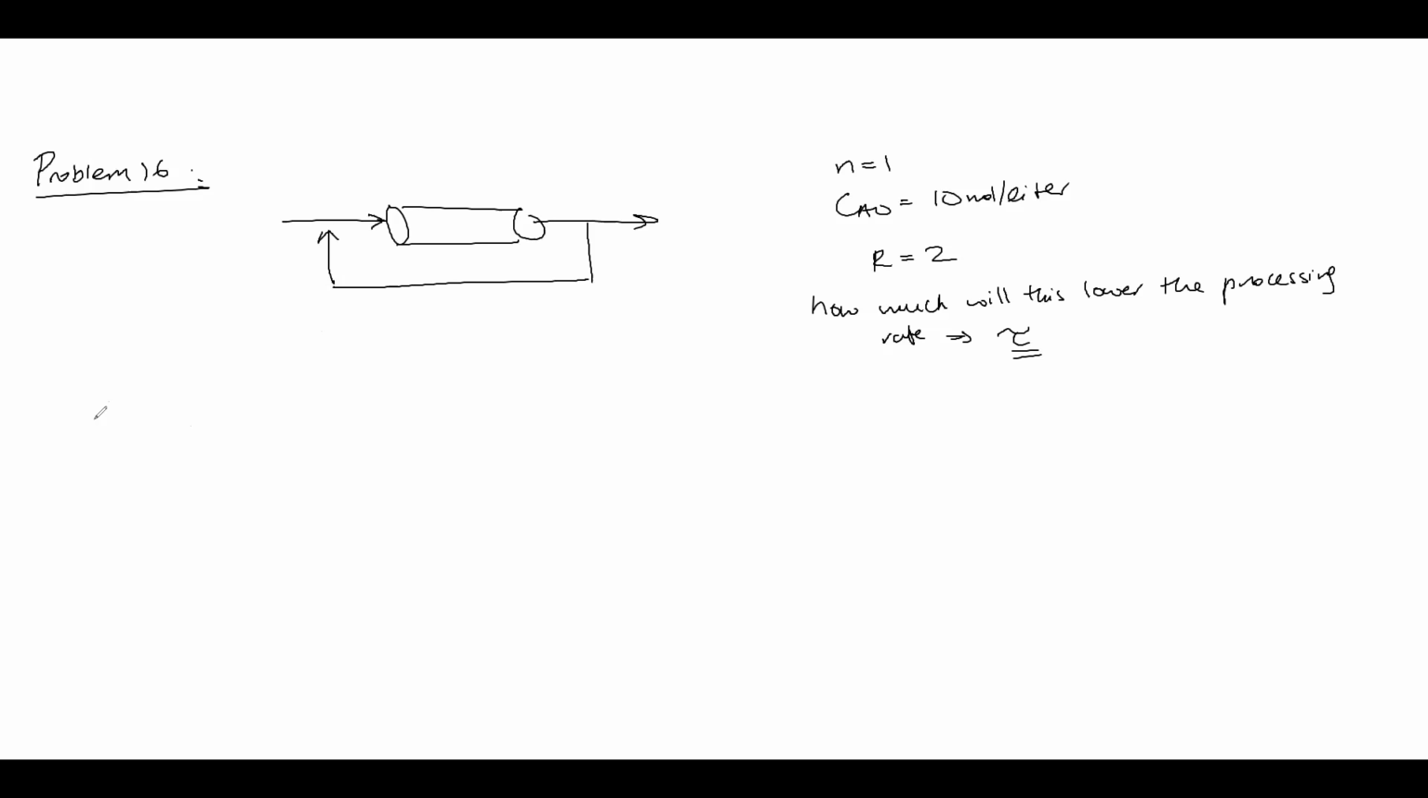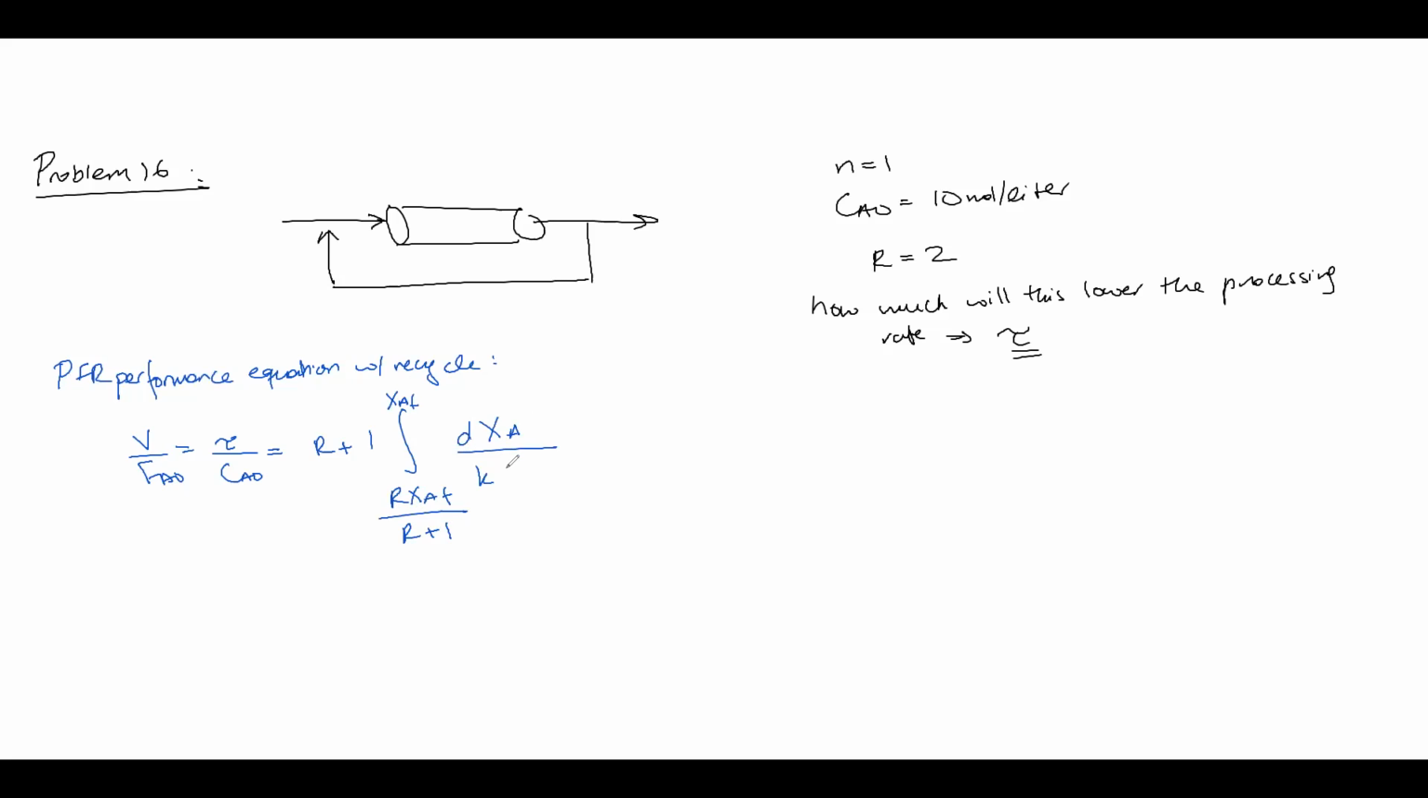with recycle, right? So if you recall, the PFR performance equation with a recycle will be V over FA naught equals tau over CA naught, which is equal to R plus 1 times the integral from R XAF over R plus 1 to XA final of dXA divided by K CA naught (1 minus XA), right?